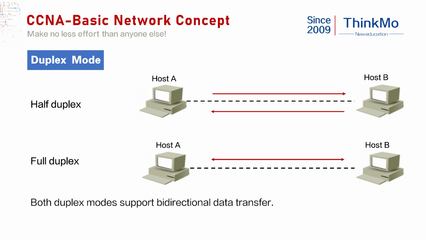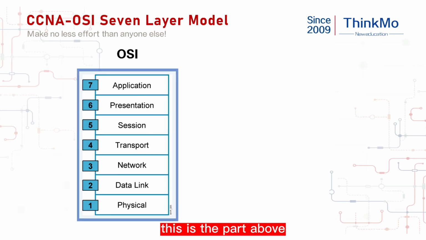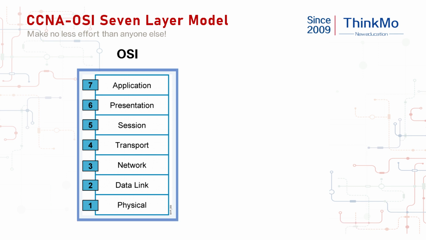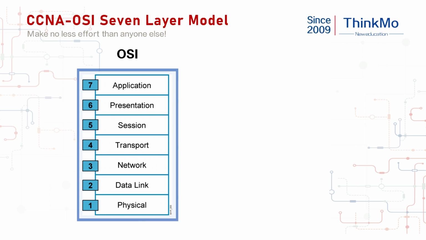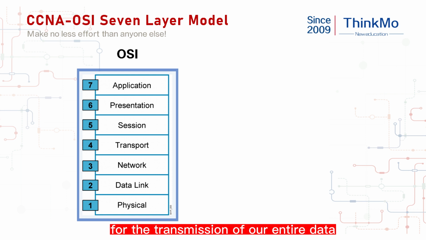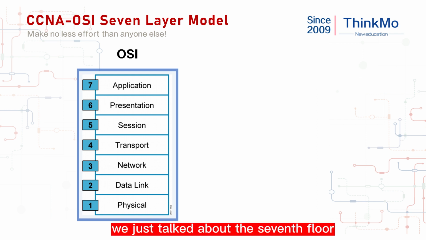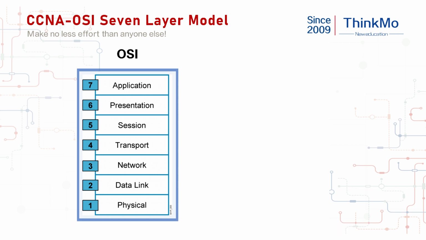Okay, then we are basically almost finished with this PPT, this is the part above. Next we go down to the data encapsulation process. We actually said a lot just now, but specifically for the transmission of our entire data, we just talked about the 7 layers. Now I'm going to talk about what exactly I'm saying.